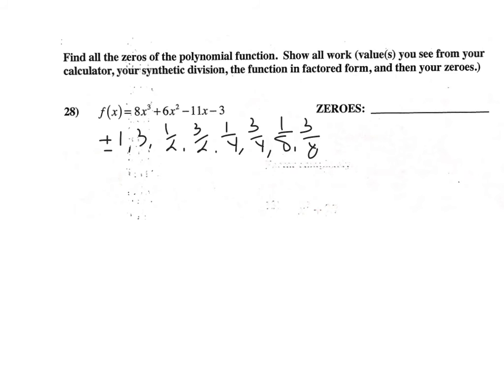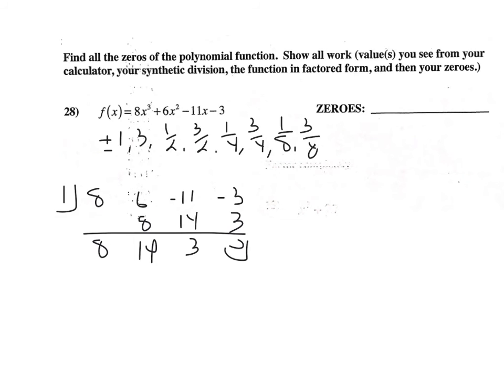It looked like it crossed at 1, so I'm going to put 1 in the box. 8, 6, negative 11, negative 3. See if 1 works. Bring down the 8, multiply. 14, multiply. Add. Yes, it does work. So I get 8x squared plus 14x plus 3.